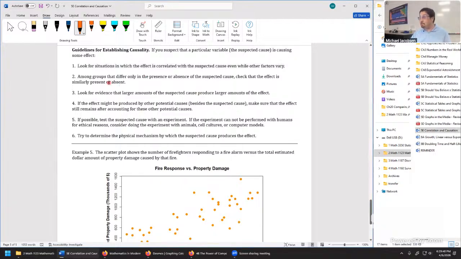The next thing to look for to establish cause and effect is among groups that differ only in the presence or absence of the suspected cause, smoking causing lung cancer, check that the effect is similarly present or absent. In other words, they had to look at groups of people who did smoke, look at groups of people who did not smoke, and then look at the rates of incidence of lung cancer among both of the groups. If, for example, for some reason, people who did not smoke were getting lung cancer at the same rates, that would have caused big problems in establishing cause and effect between smoking and lung cancer.